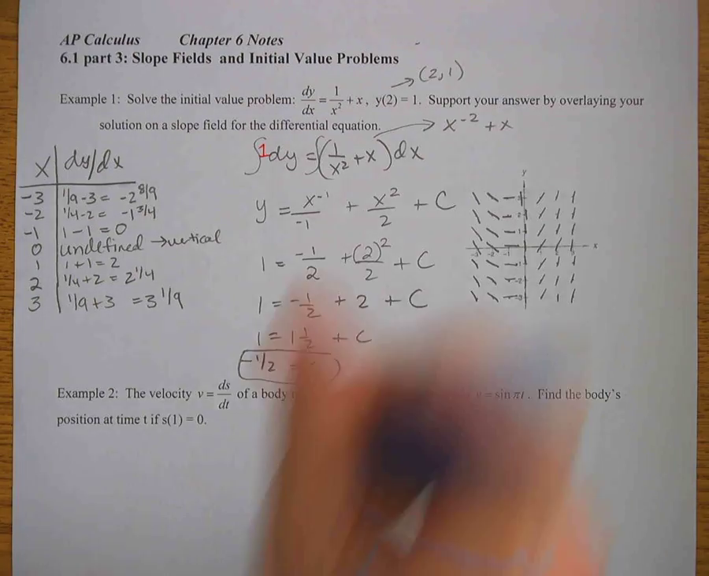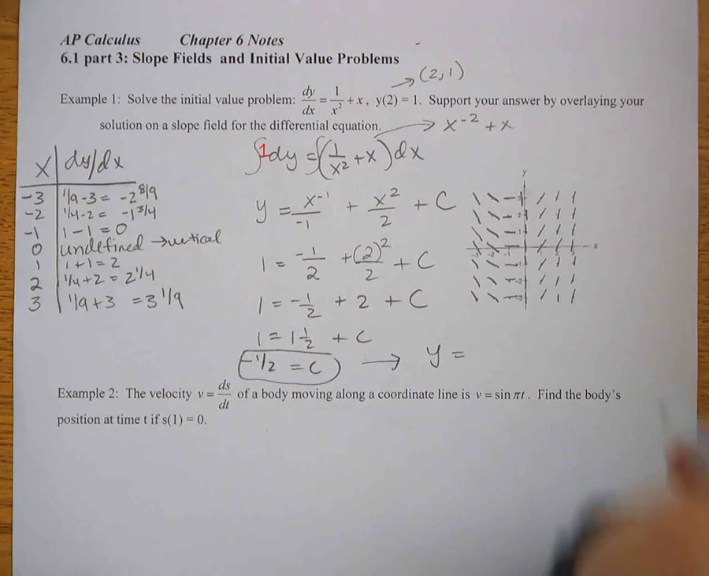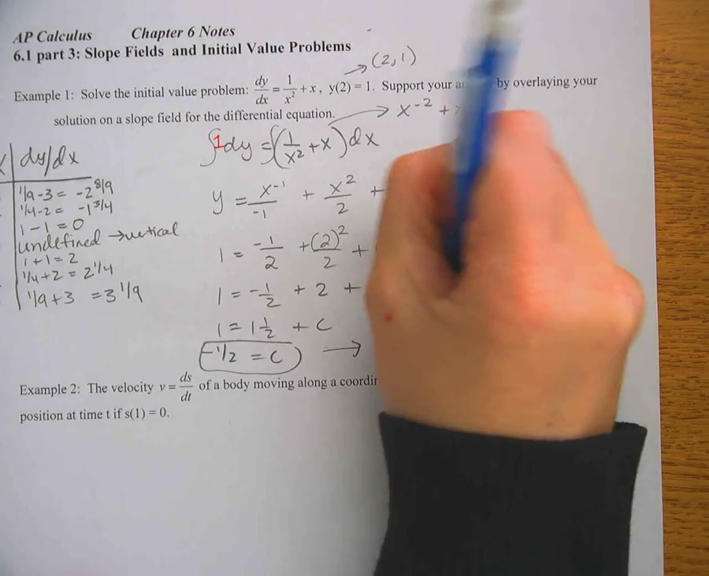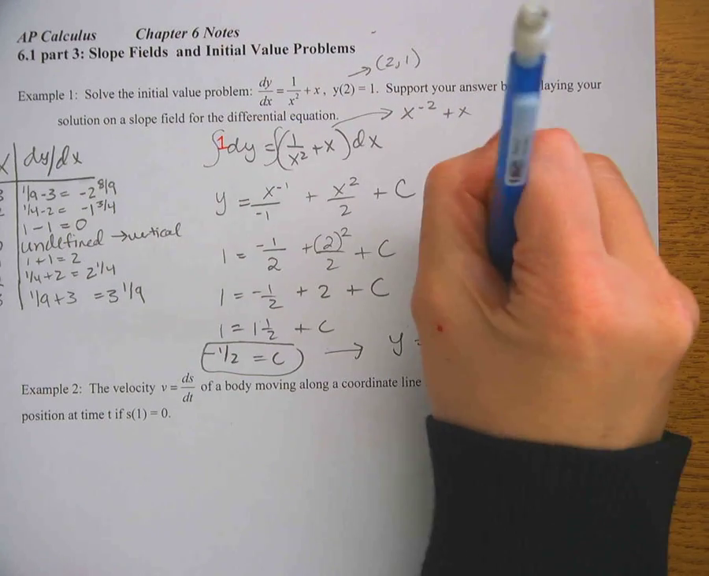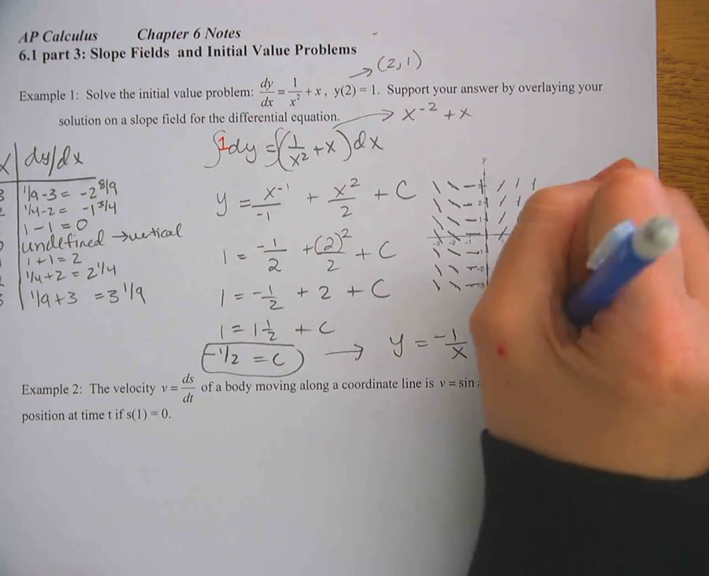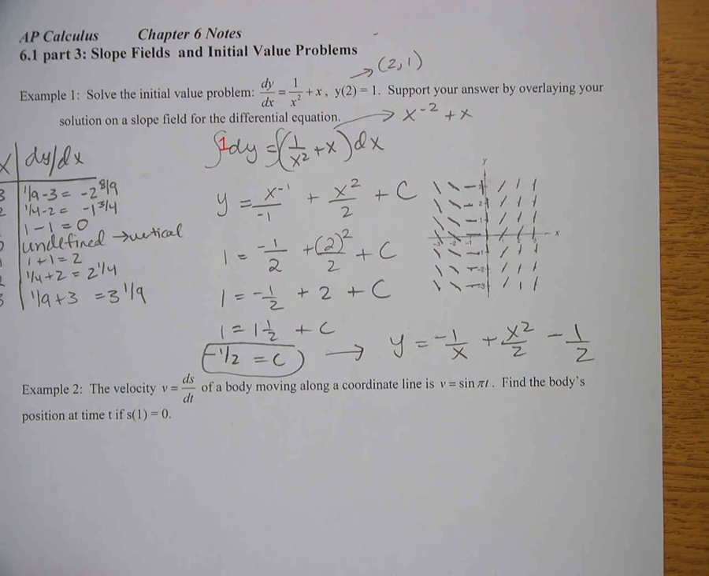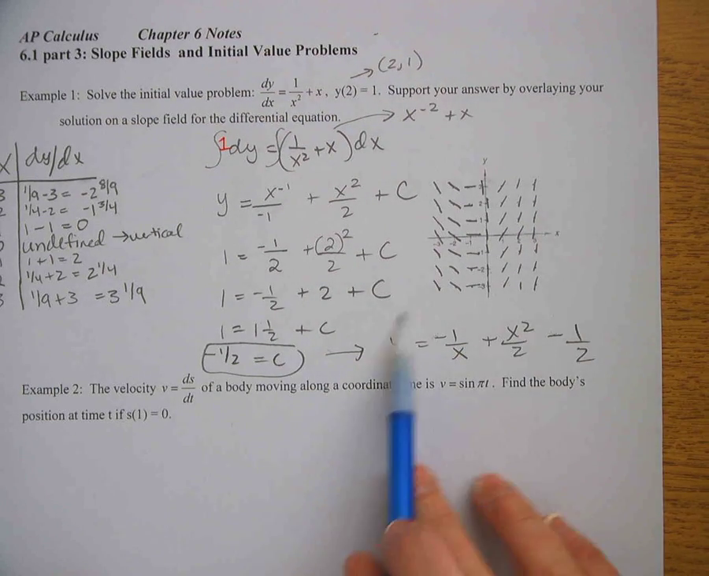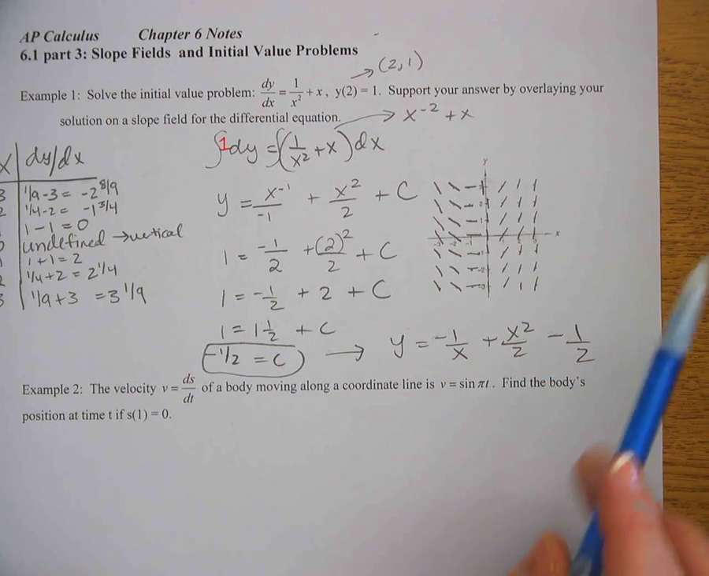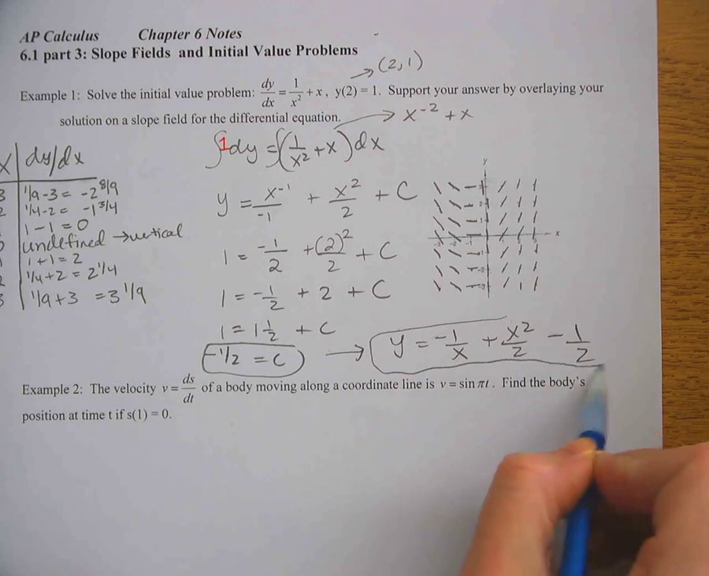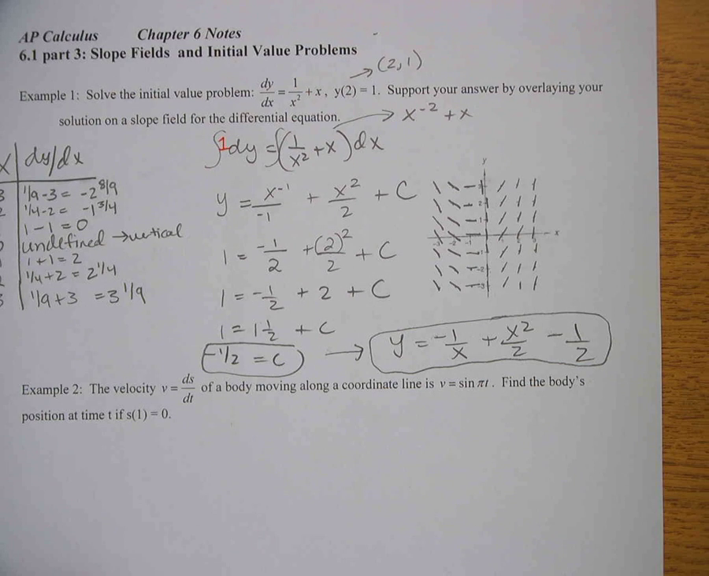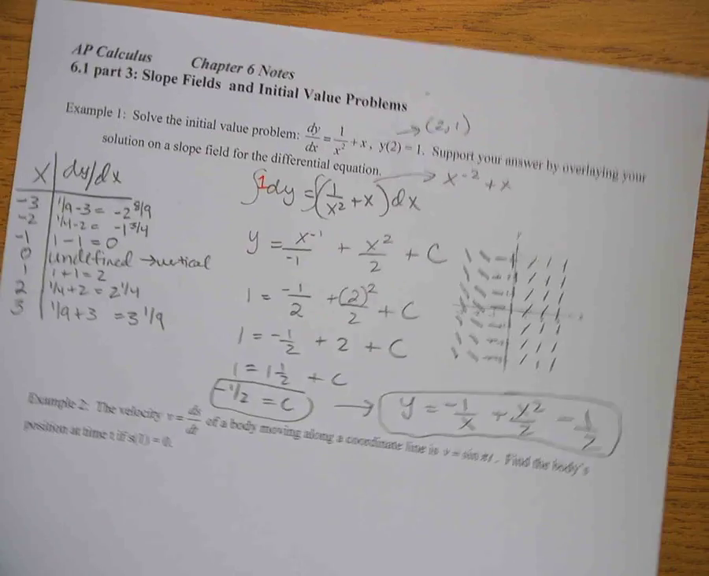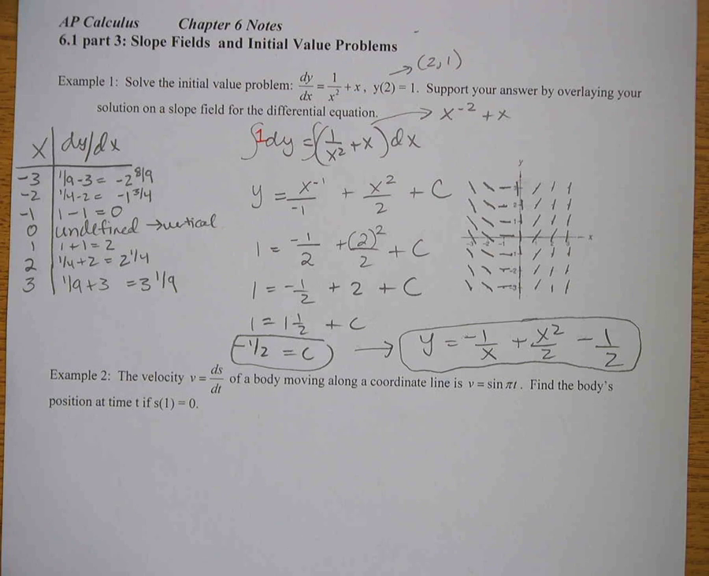And so then my last step would be to solve for y. So I get y is equal to -1 over x plus x squared over 2, and then -1/2. Then they want us to graph this on top of that slope field. So we could either plug in, like do a table of values, we could see what's happening to this equation as x gets really small, those kinds of things. Or we could sketch it on our calculator if we had that available to us.